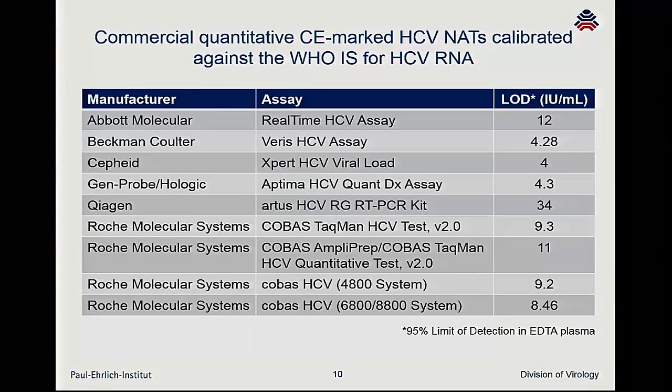On the next two slides, I just want to show you how sensitive assays are nowadays. I compiled the commercial quantitative, and on the next slide, the qualitative CE-marked HCV NATs, which are available on the market at the moment, and they are all calibrated against the WHO standard for HCV RNA. As you can see, the assays are highly sensitive and have sensitivities of a 95% limit of detection, mostly lower than 15 or 10 IU per ml.